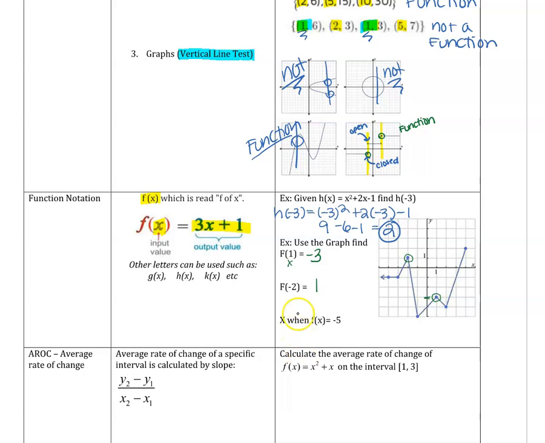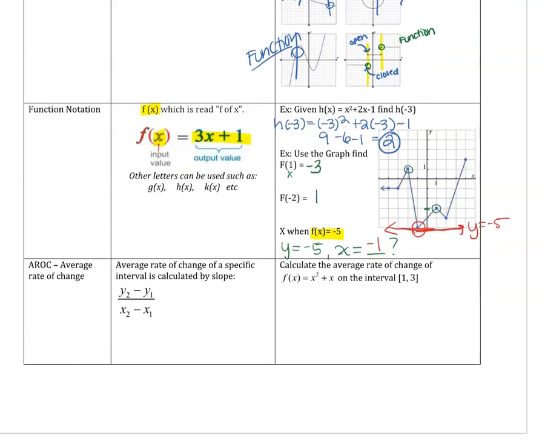Now this is phrased differently. Find x when f of x equals negative 5. So aka, when y equals negative 5, what is x? So this is where I would draw the horizontal line y equals negative 5. So 1, 2, 3, 4, 5. I notice it's intersecting there, and then I say to myself, okay, what's that x value? It was at negative 1, and that's your answer. So that's like the opposite of what I was just doing with the other two.